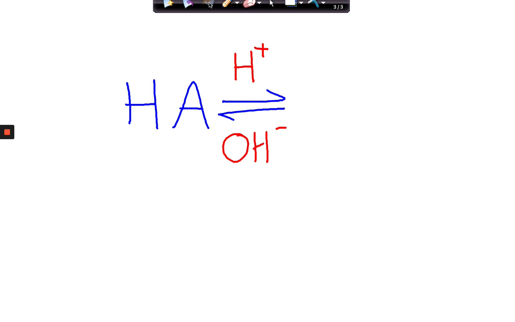Then we're going to get into the math of these things, and we're going to talk about how to break them. We're going to talk about how to intelligently build them, and then we're going to talk about titrating them, and we are going to do ICE boxes.